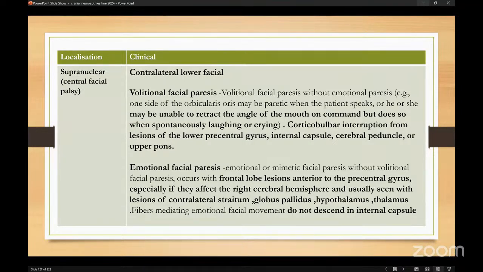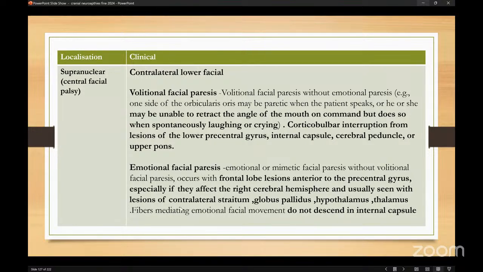Whereas in emotional facial paralysis, when you ask the patient to smile, it will be normal. But when they try to naturally laugh or cry, you can notice that there is a facial deviation. In here, the pathway is different. It goes from the contralateral striatum, globus pallidus, hypothalamus and thalamus. It does not pass through the internal capsule.